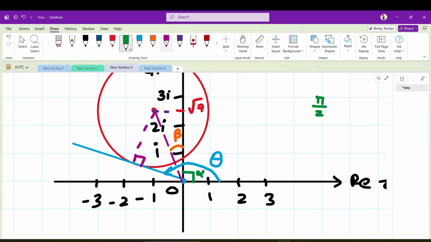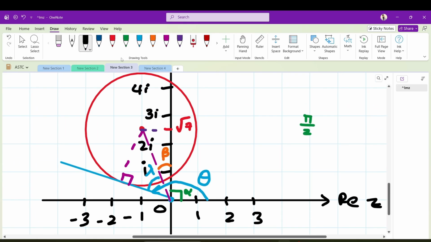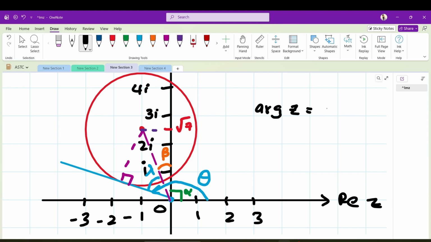Then it also has a third part, and that third part is what's inside this triangle. So let's say that this is lambda. Okay, so your argument of z is comprised of three angles. Argument of z is equal to alpha plus beta plus lambda, right? Okay. So I hope that this is clear.